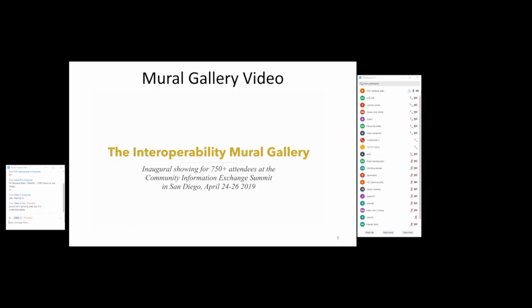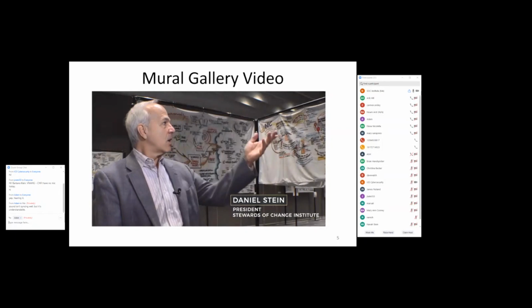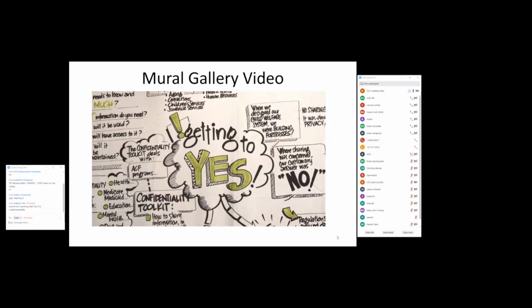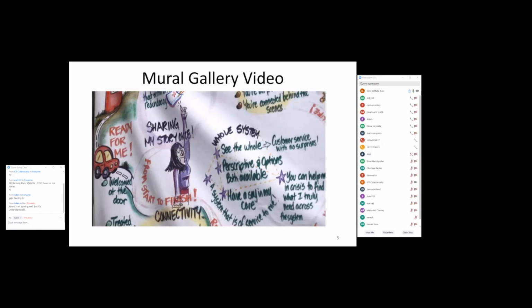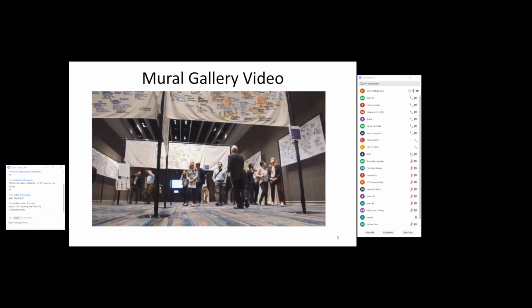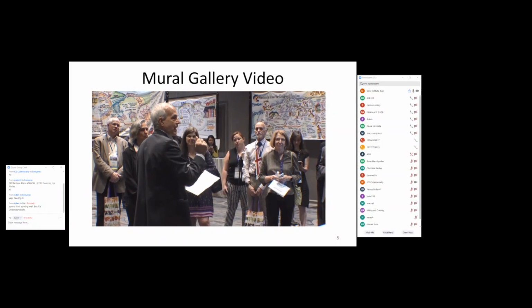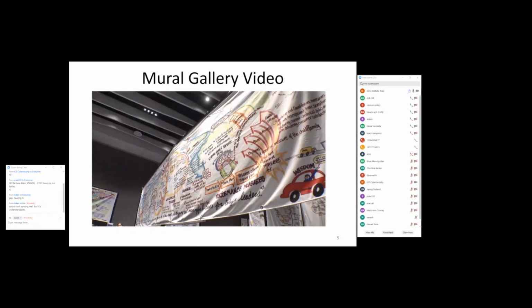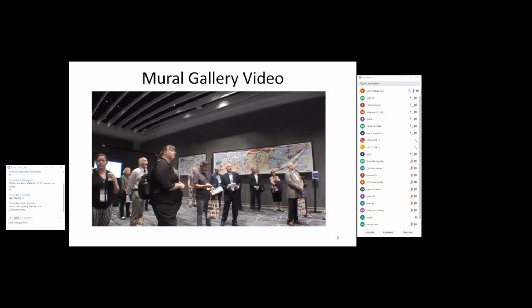Really exciting for us to be here with all of our murals and all of our examples of work we've been doing for the last 10 years and the journey we've been on to drive interoperability and information sharing. We've designed it so it's portable because we want to be able to take it on the road and share it broadly across the U.S. and for communities who are trying to drive interoperability and information sharing.